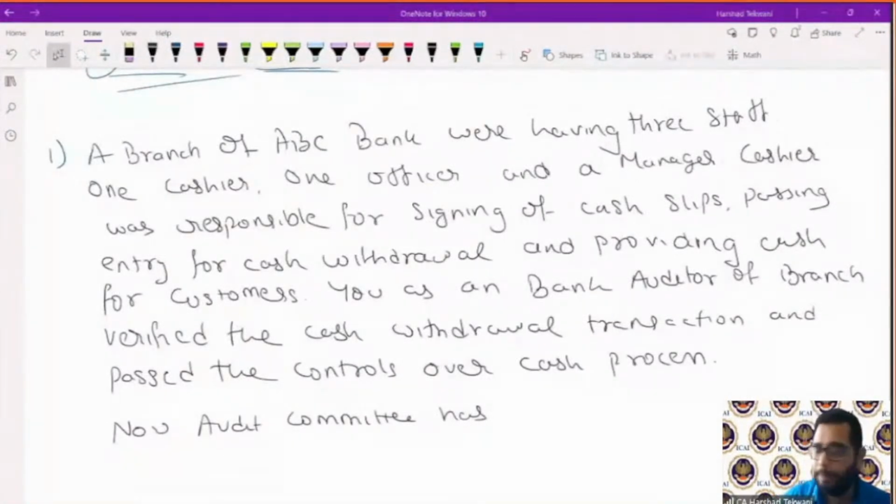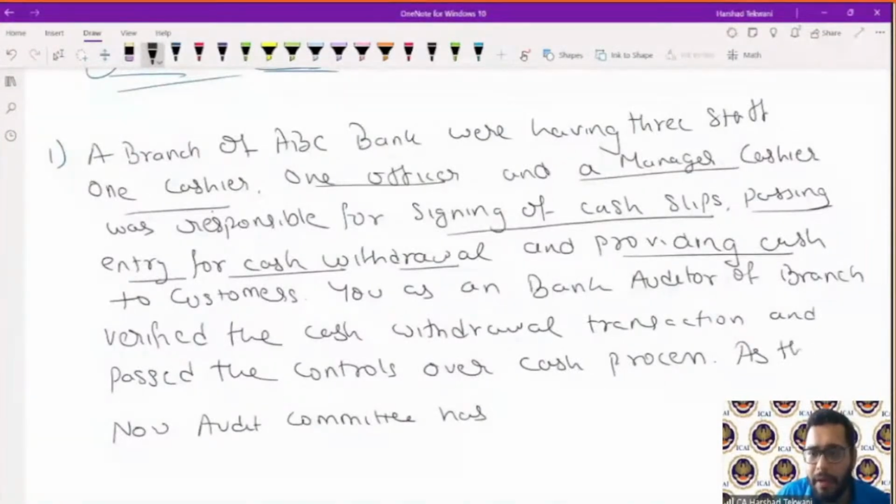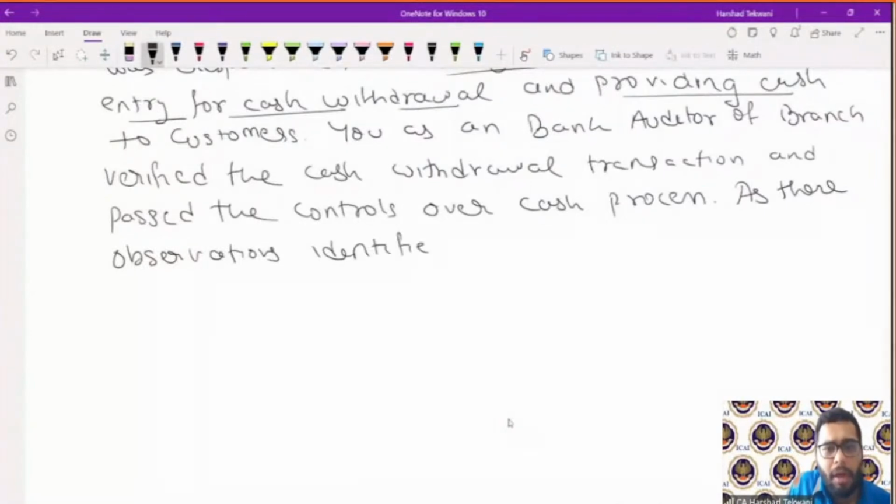Question number 1. A branch of ABC Bank has 3 staff: 1 cashier, 1 officer and a manager. The cashier was responsible for signing cash slips, passing entries for cash withdrawal, and providing cash to customers. You, as the bank auditor of the branch, verified the cash withdrawal transactions and passed the control over cash processes, as there were no observations identified.